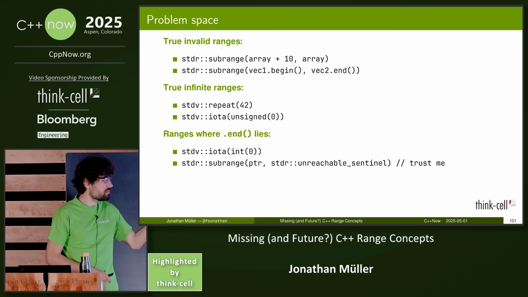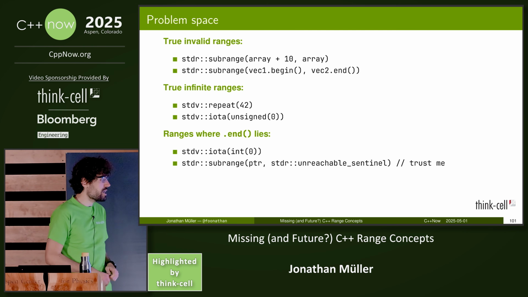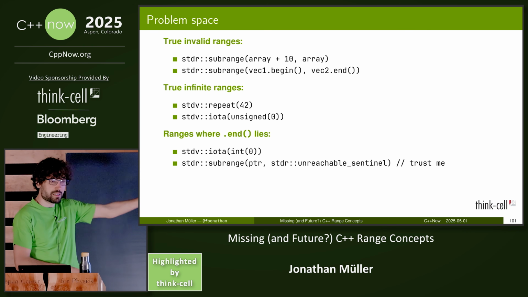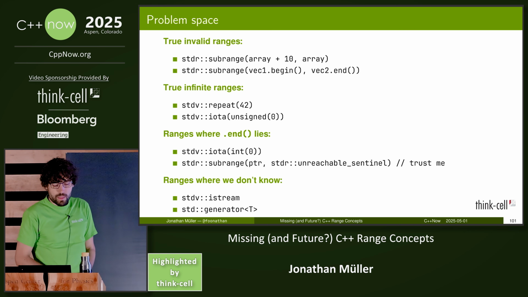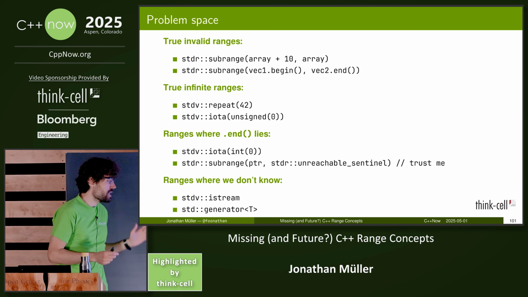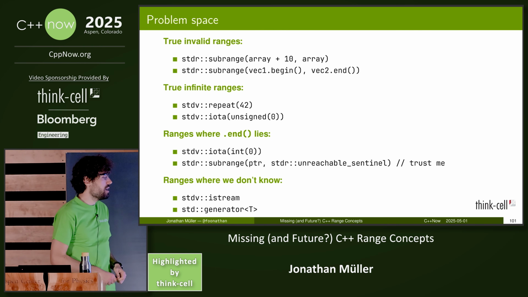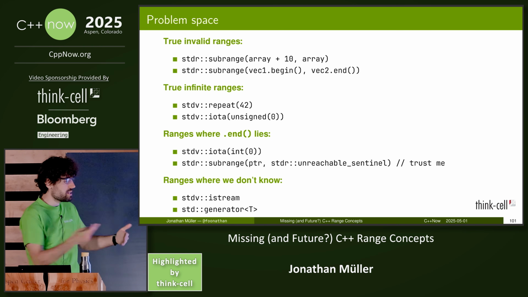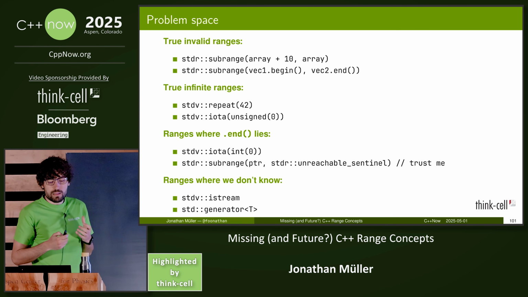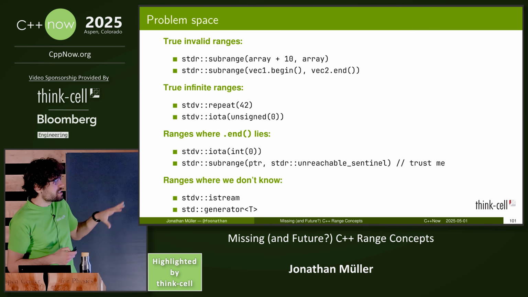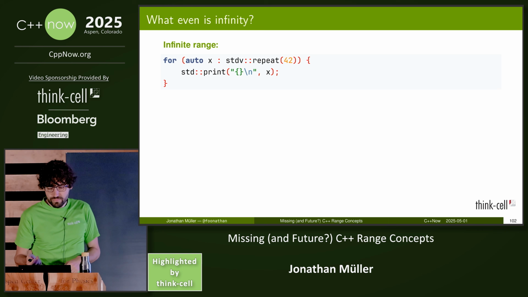And you can also use a subrange of pointer with unreachable sentinel, if you don't like bounds checks and like to live dangerously and just trust that you know what you're doing, and will not go too far out, right? And then we've got ranges where we don't know. Like iStream could go on forever, depending on which file you're reading. Generator T could go on forever, depending on what the body of the generator is. And as we'll see, it's going to be really hard to find wording that properly distinguishes those cases.